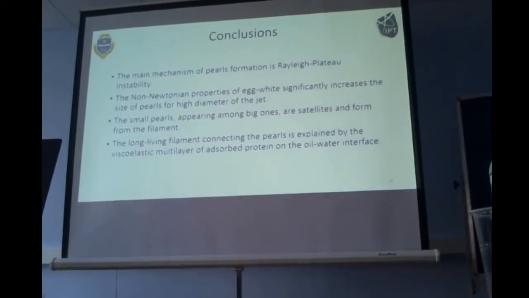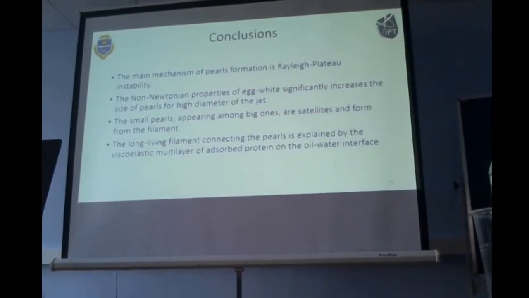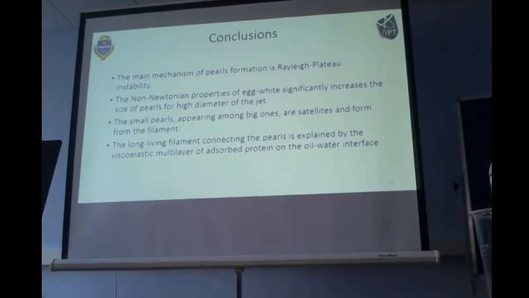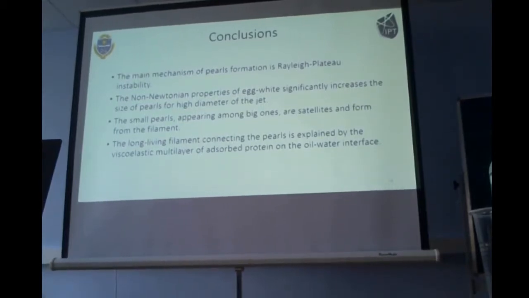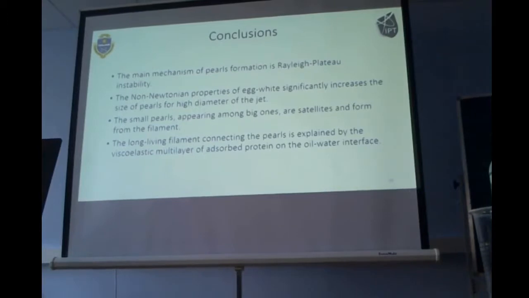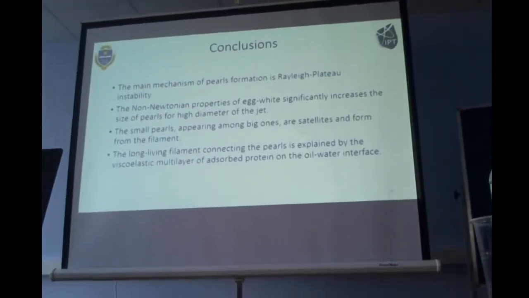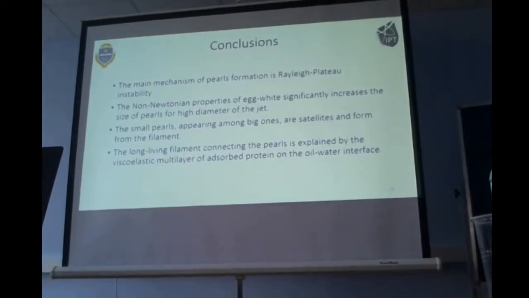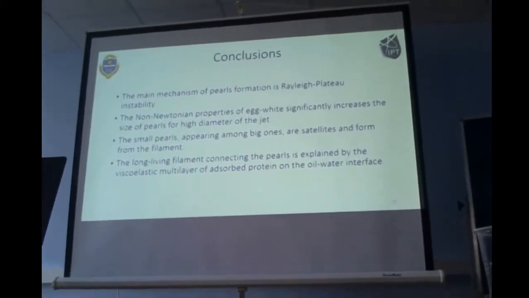And now let's come to our conclusions. The main mechanism of pearl formation is related to instability. The non-Newtonian properties of egg white increase the size of the pearls. The smaller pearls are satellites and are formed from the filament, and the long-living filament connecting the pearls is explained by the viscoelastic mobility of absorbed protein on the oil-water interface.